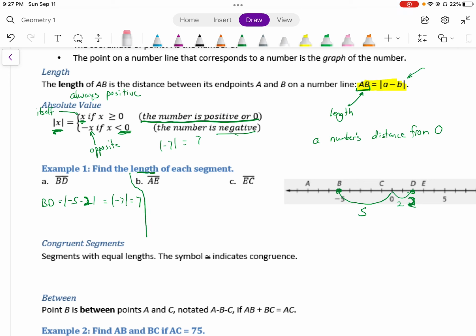All right, let's look at AE. A is -5, -6, -7, -8, and E is at 3. And so again, we could say AE is the absolute value of -8 minus 3, which is the absolute value of -11, which is 11. Another way we could think is, I know this is 8 units and then 3 more units, so it's 11. So that's another way to think of that.